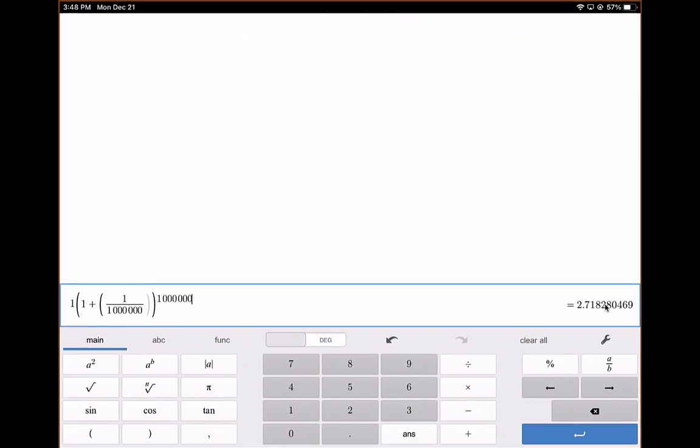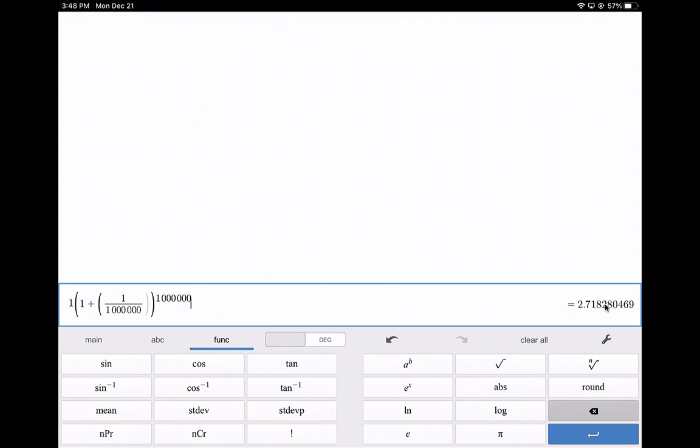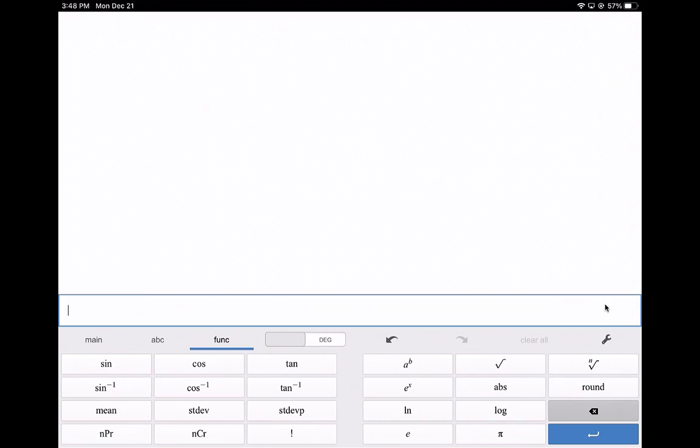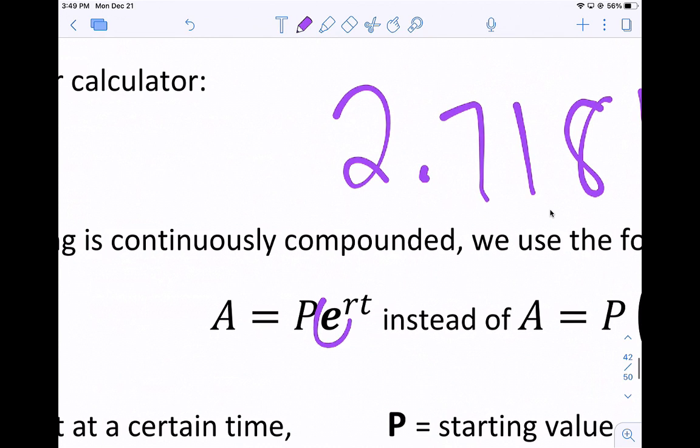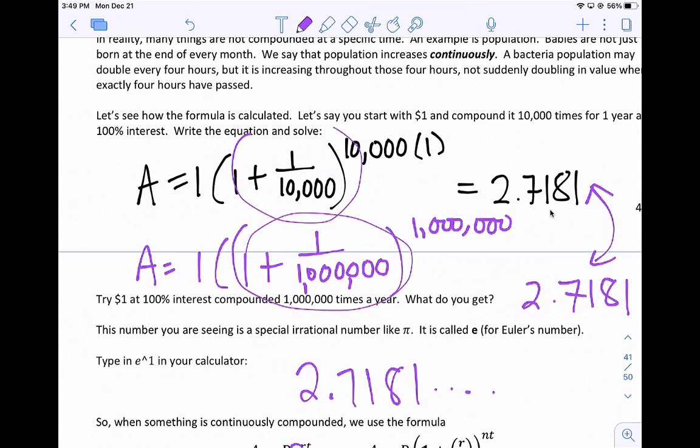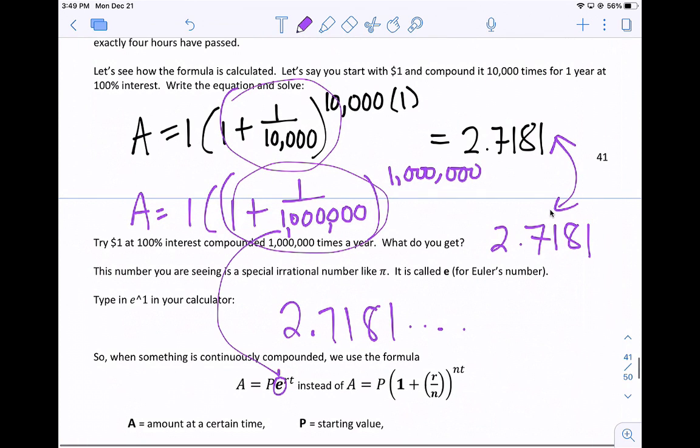Let's see if we can find that on scientific decimals. Is there an e here? Oh, here it is. So I'm going to clear all. I'm just going to type in e, and there it is, 2.7182. That is a number like pi, but it's e, or Euler's number. And we're going to use that when something's continuously being compounded. We saw when we did it 1,000 or 10,000 versus 1,000,000, this number stayed relatively constant. And so that is built into our formula instead of doing 1 divided by blah, blah, blah. So instead of doing this part right here, we have this e in our formula.